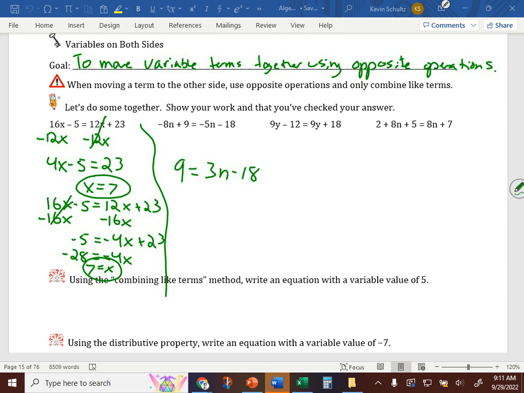Mathematically, if you're like, no, I need my opposite operations, we add 8n to both sides, because -8n plus 8n cancels this out, -5n plus 8n is positive 3n. Okay? And now we're at a two-step equation. Awesome. Right?